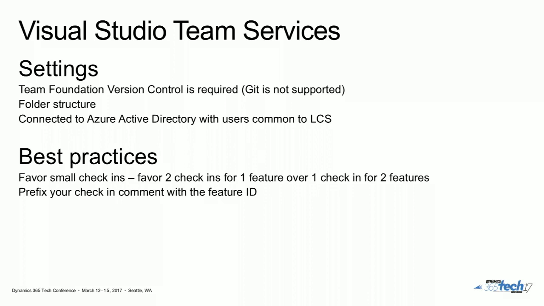Best practices for VSTS are to favor small check-ins. 2 check-ins for 1 feature is better than 1 check-in for 2 features, because if you have a dev branch, you want people to do frequent check-ins, each feature, not 10 check-ins for each feature necessarily, because after they've passed a certain quality bar, then you'll have a person merge them to the main branch because they're ready to get closer to production, right?